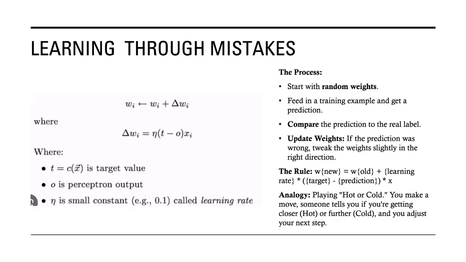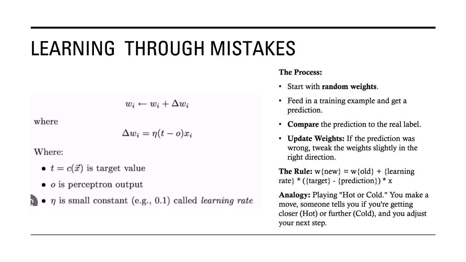Now, the brain always learns through its mistakes, or adapts. How does this algorithm do it? Well, we have different weights. We do not know what the weights for the inputs are. So we start with random weights, but not the same weights, random. And then we feed in a training example. We compare the prediction to the real label, which is basically supervised learning. And then we update the weights based on how wrong we were, or tweak the weights in the right direction.